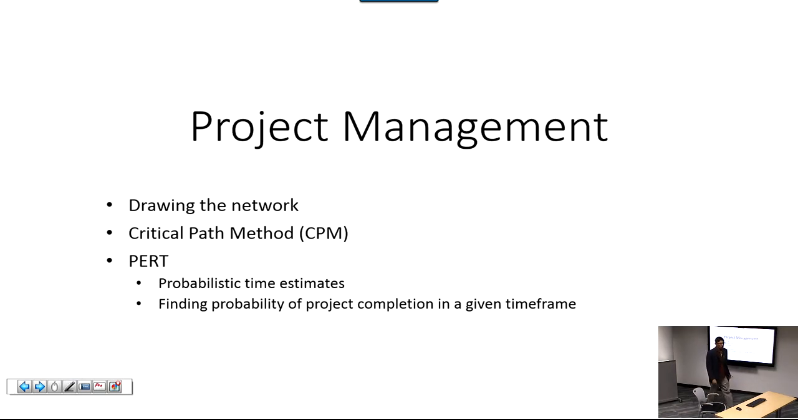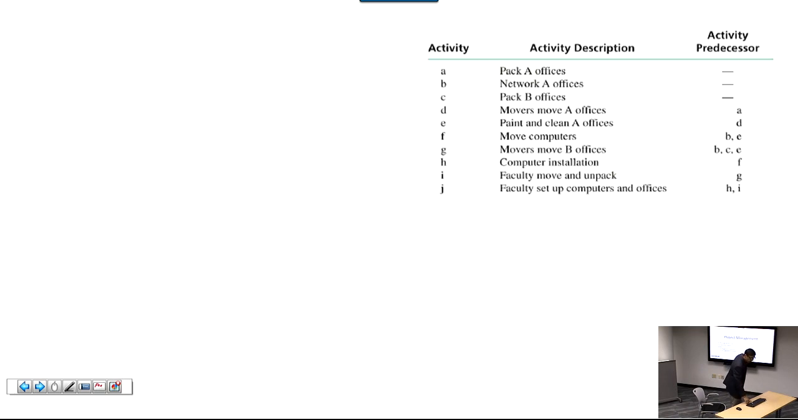Here is a question. We will start with the information related to activities A to J. They are trying to move an office from one building to another, in the break between the end of the summer term and the start of the fall term. So they have 3 weeks between summer and fall, and they want to make that move in those 3 weeks. These are the activities that need to be done to make the move.